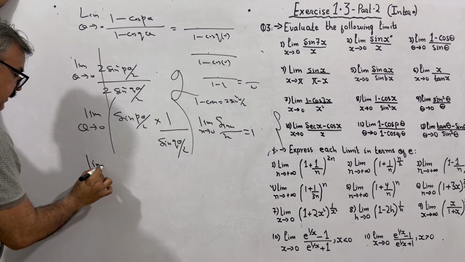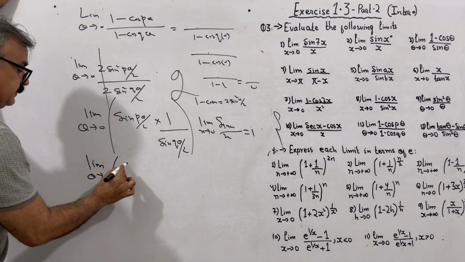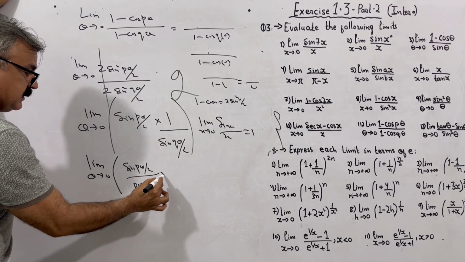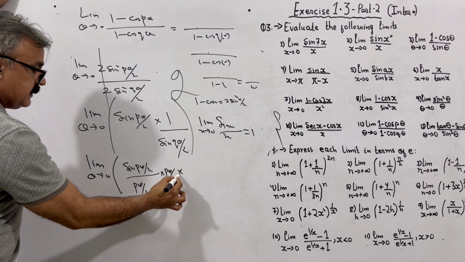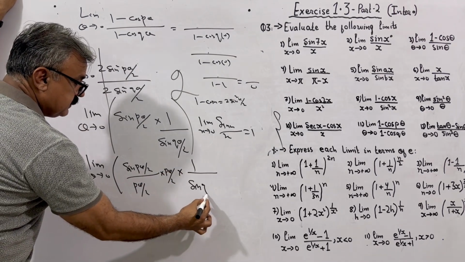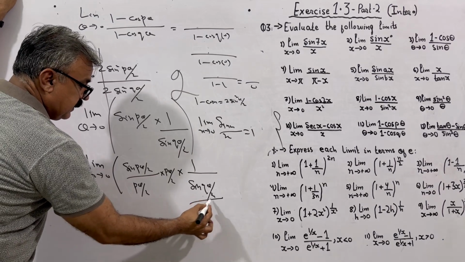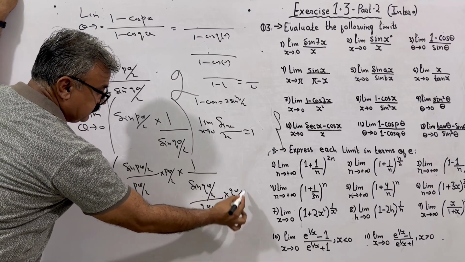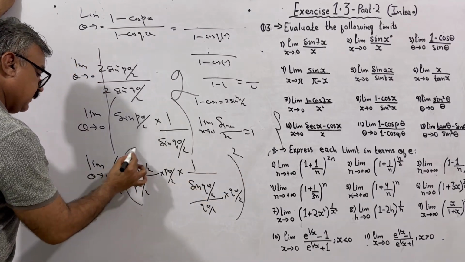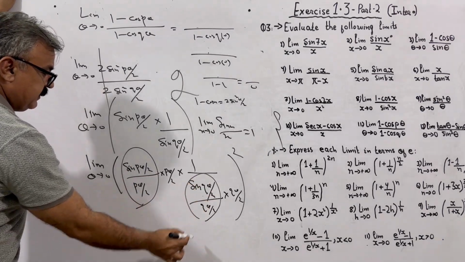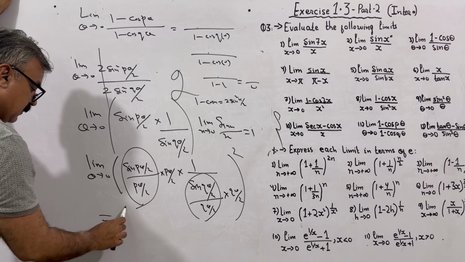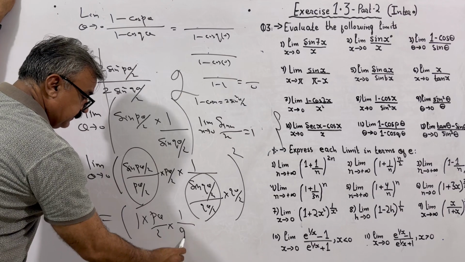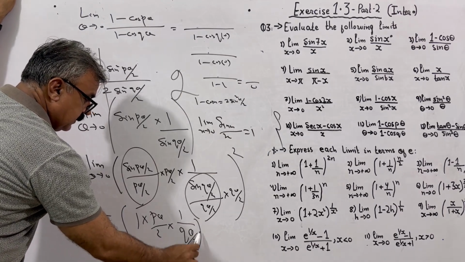So limit theta tends to 0, sin(p theta over 2) divided as well as multiplied by p theta over 2, times 1 over sin(q theta over 2), divided and multiplied by q theta over 2, overall squared. It's equal to 1 by virtue of the formula. What are we left with? 1 times p theta over 2 times 1 over q theta over 2, overall squared.